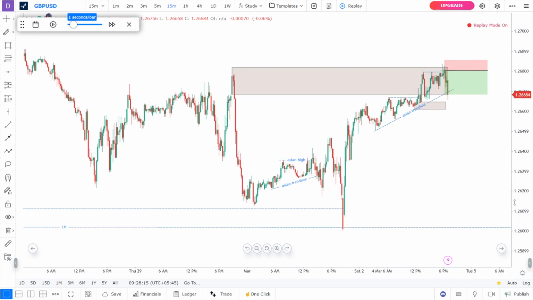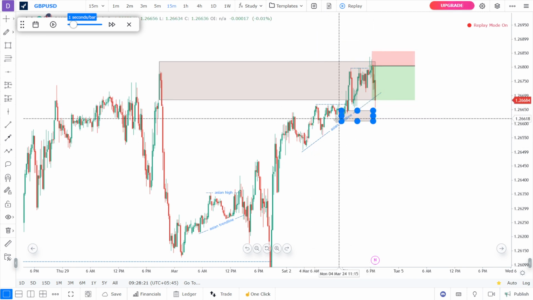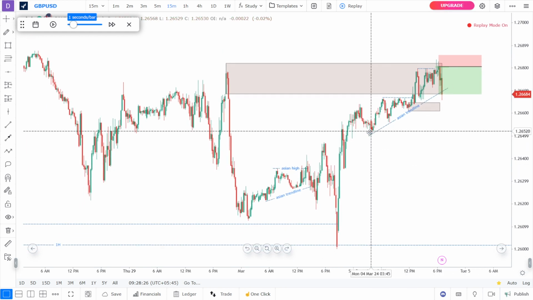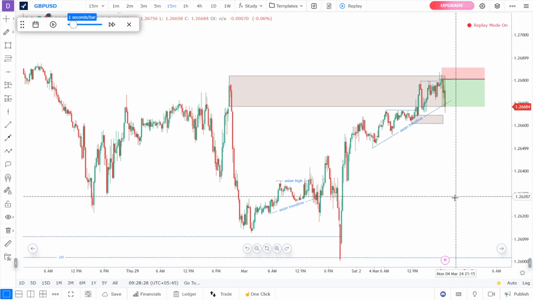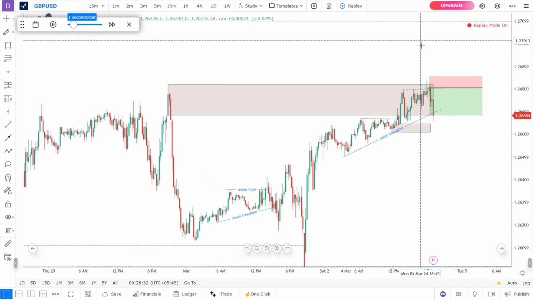But yeah, the price came back down and could take the liquidity below this ascending trend line. Once this is taken out, now we can follow the price action. So following the price action, there are reasons why the price can go up.